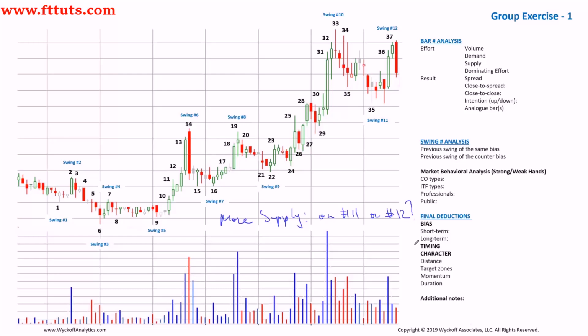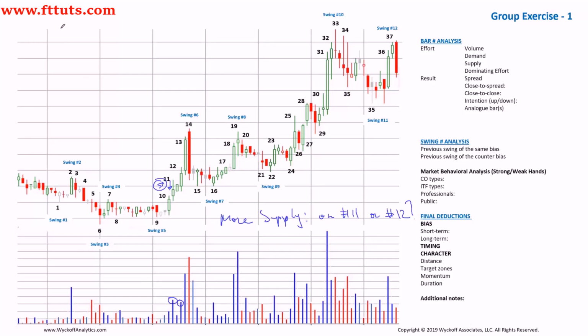Well, I would say that possibly number 11 has more supply because of that long tail up to the top, but it's closed right at like 50% or lower. Yes, correct. Absolutely correct. And I like the explanation too. By this tail here, we see a supply tail. And we see that the volume signature on 11 and 12 is almost equal.